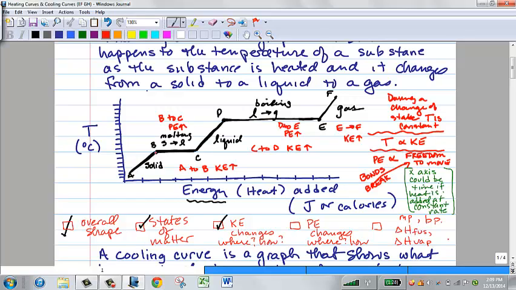The solid molecules are gaining kinetic energy. When they melt, they're gaining potential. The liquid molecules are gaining kinetic energy. When they boil, they're gaining potential. Then the gas molecules are gaining kinetic energy. There's no trade-off. It's not that when you're gaining kinetic, you're losing potential.